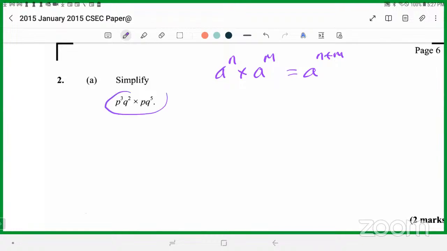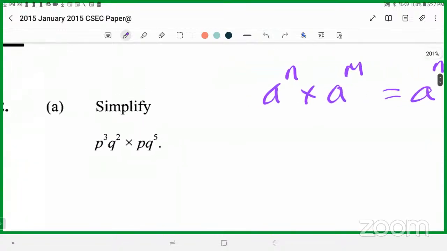So here now we're multiplying these terms. This is a p term and that's a p term. The power on this p is 1 because it's not shown. So the power on it is 1. P to the 1 right here.